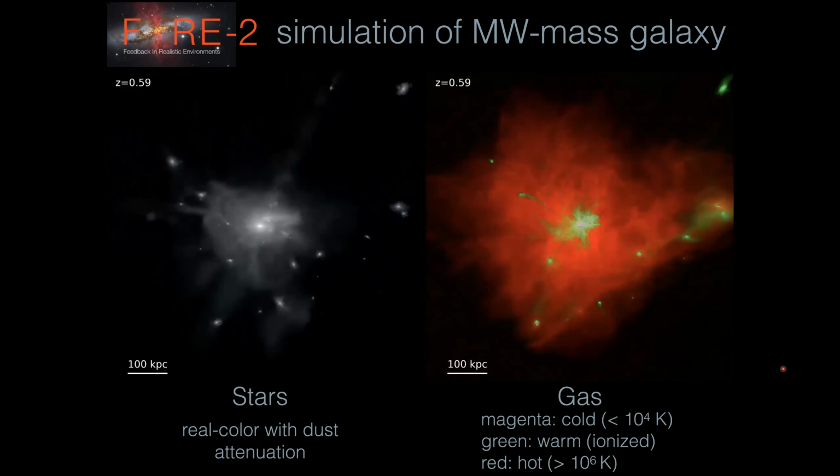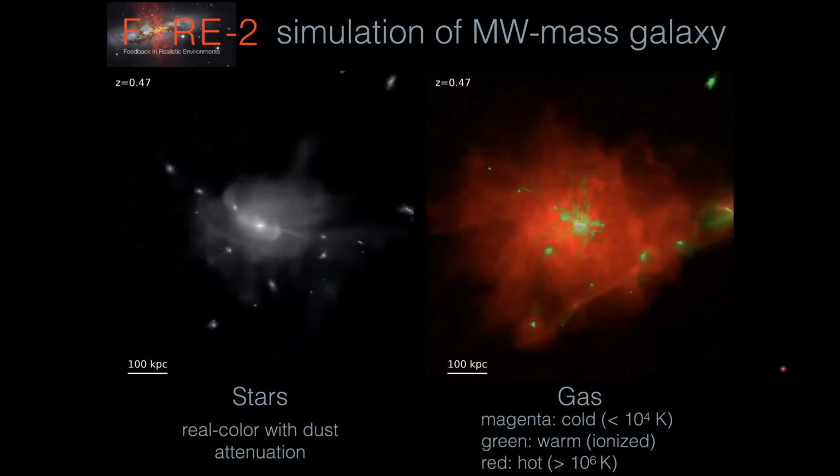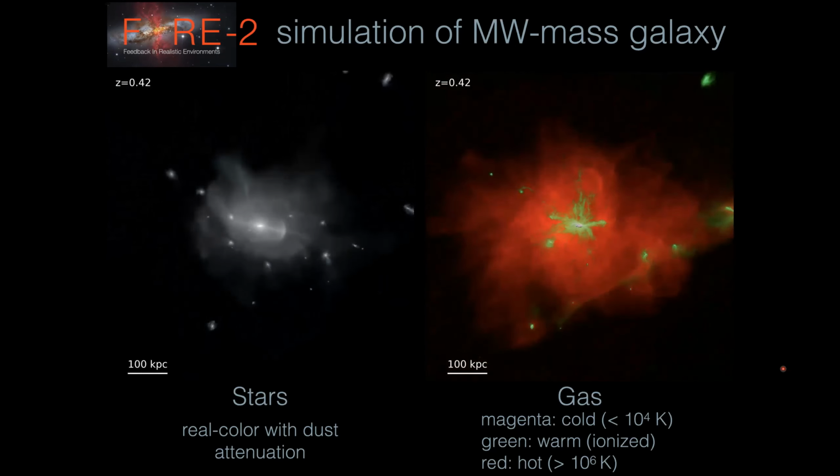So you're going to see basically the entire Milky Way system, including the stellar halo and the dwarf galaxies forming on the left.